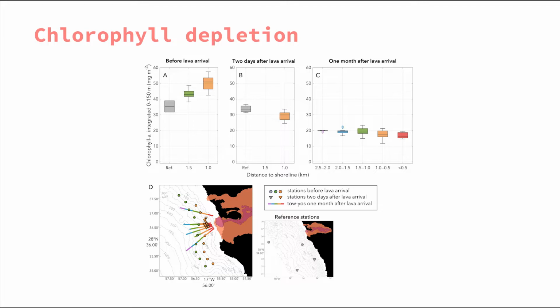So this is a proxy for how much phytoplankton there is in the water. What you can see here is a comparison, like a timeline: before the lava arrived, the first few days after it arrived, and 1 month later. The different colors are the distance with respect to the lava delta. For example, the gray line is reference stations that are very far away. That's the normal conditions. And the green line is 1.5 kilometers from the delta, and the yellow is 1 kilometer from the delta.